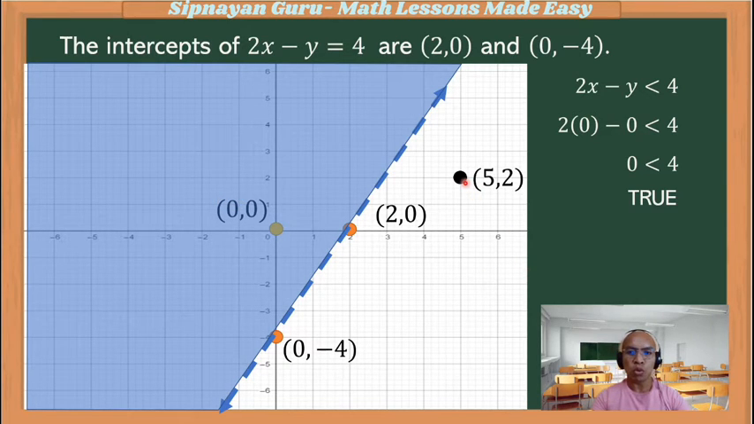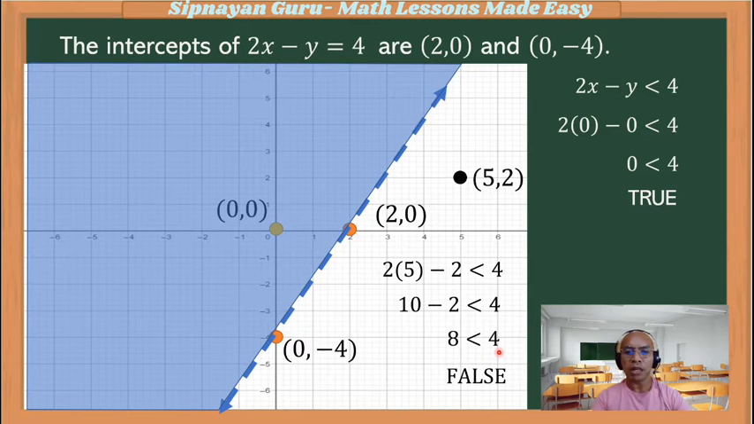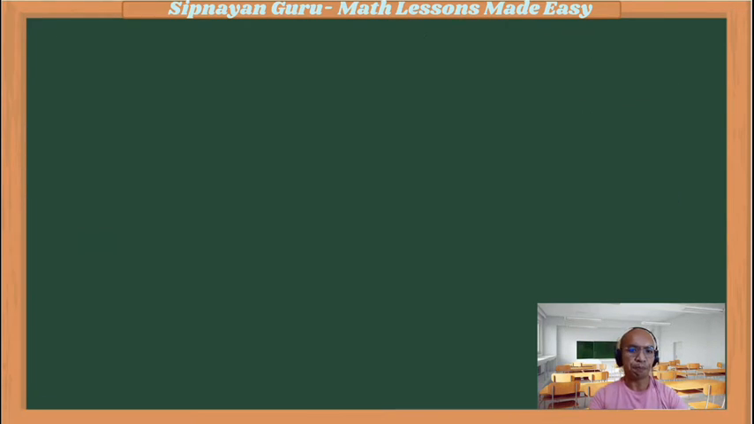Suppose we choose this point that is on the other side of the boundary, (5, 2). If we substitute 5 for x and 2 for y, this is 2 times 5 minus 2, less than 4. So 10 minus 2 is 8, and 8 less than 4 is a false statement. That is why the points found here are not solutions to the given inequality 2x minus y less than 4.